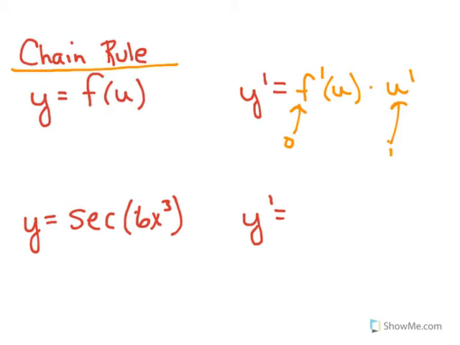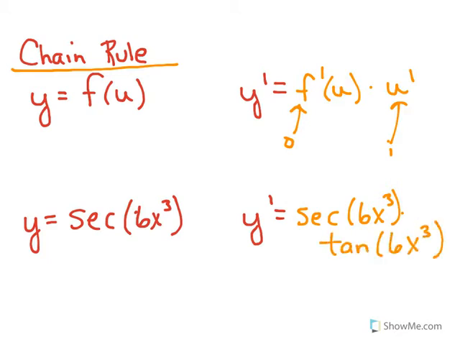So for example, the derivative of secant of 6x to the third is, let's see, the derivative of secant is secant tangent. So the derivative of secant of 6x to the third is secant, parentheses, the argument, 6x to the third, times tangent of 6x to the third. I've taken the derivative of the outside, and then I'm multiplying that times the derivative of the inside, which is 18x squared. That's the complete rule on the chain rule.